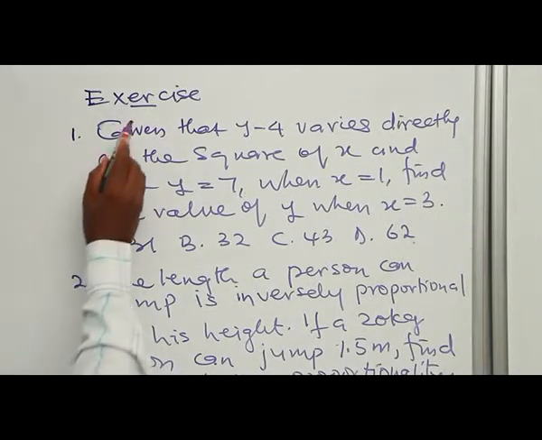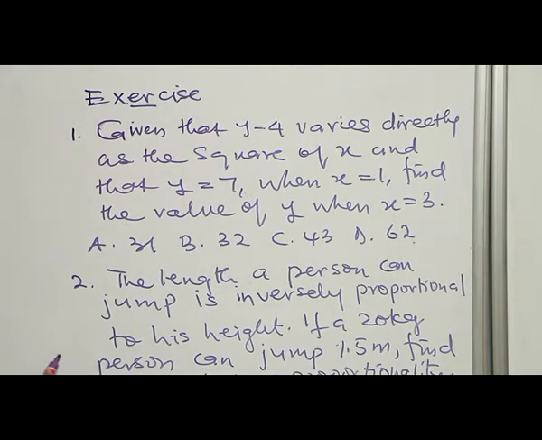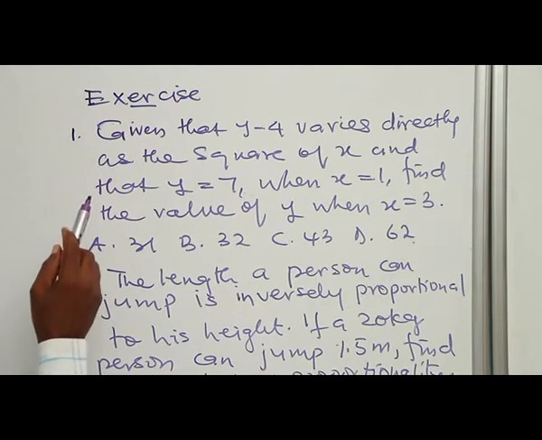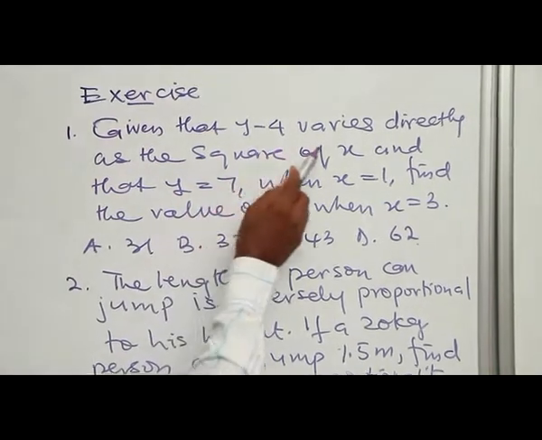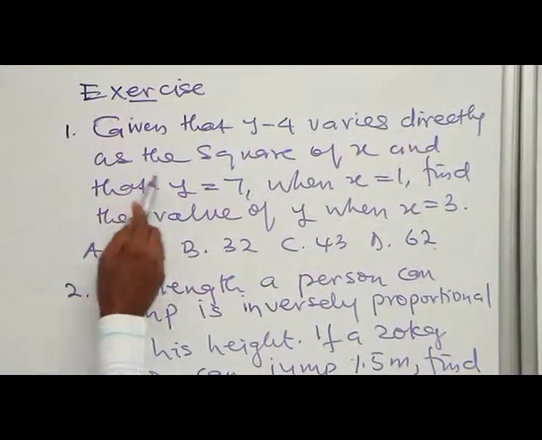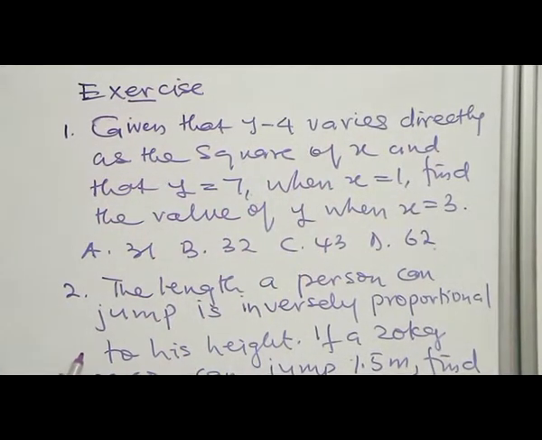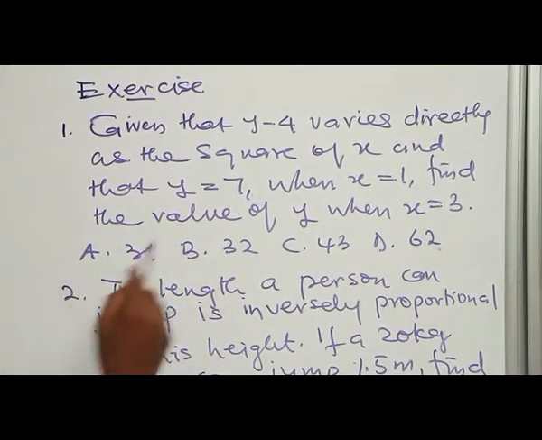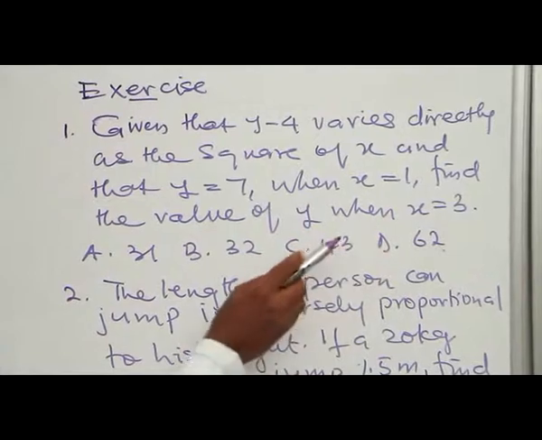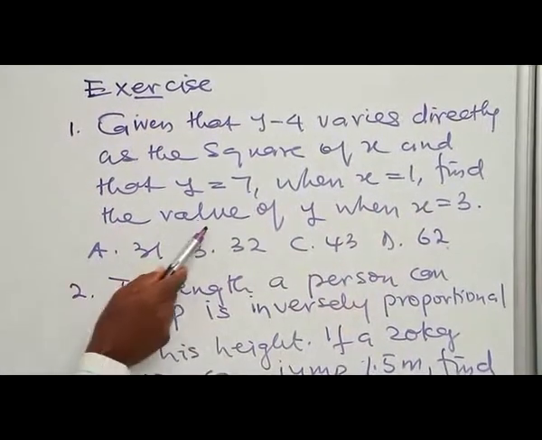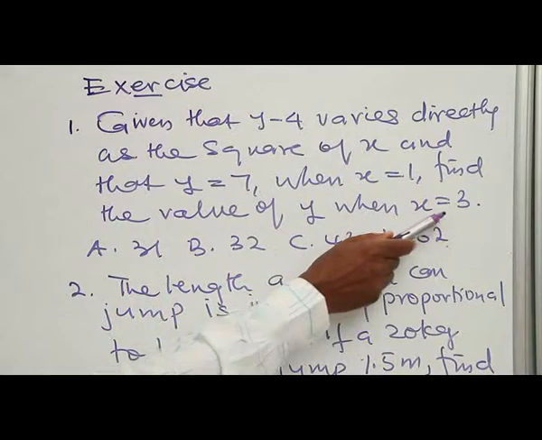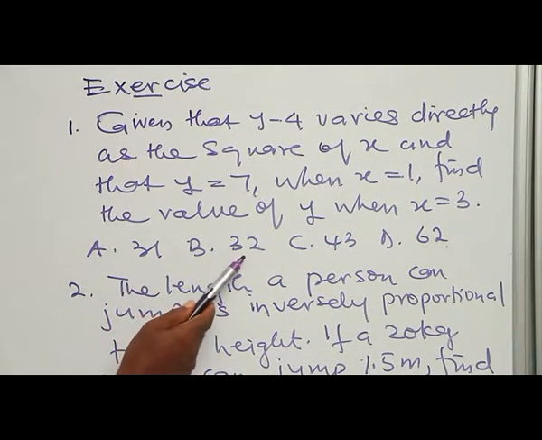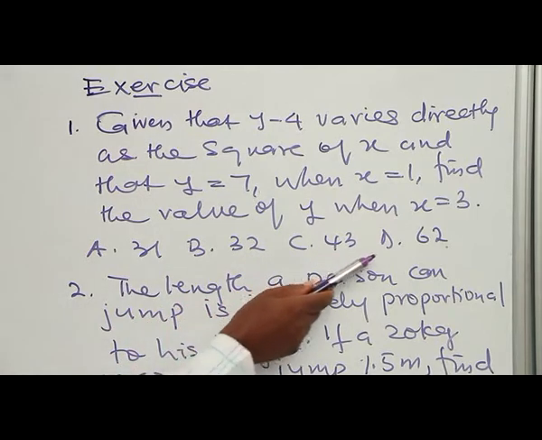Let's look at the exercise for the day. Number 1, given that y minus 4 varies directly as the square of s, and that y is equal to 7 when s is equal to 1, find the value of y when s is equal to 3. We have the options A, 31, B, 32, C, 43, D, 52.